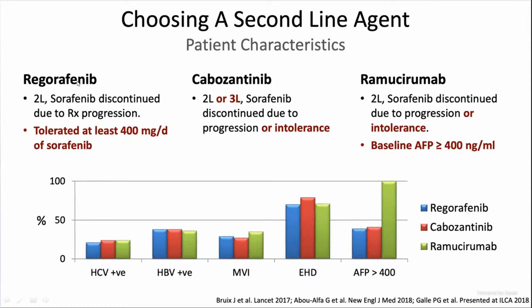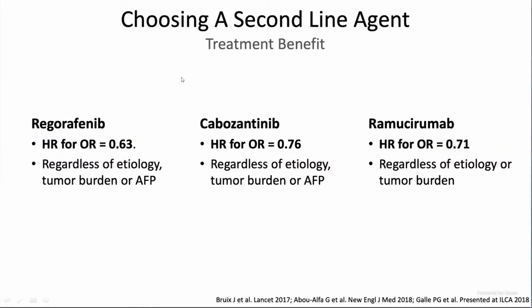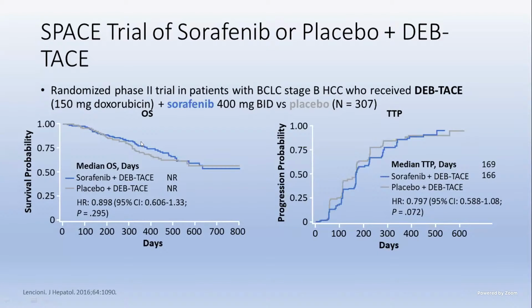So these are the pipeline second-line agents. Nowadays, people preferably use cabozantinib with a hazard ratio of 0.76, ramucirumab with a hazard ratio of 0.71, and regorafenib with 0.63.